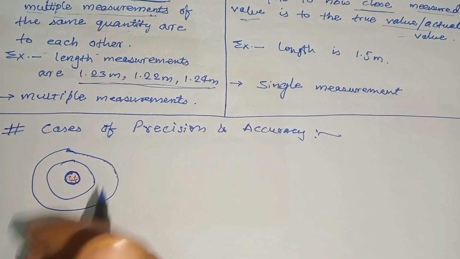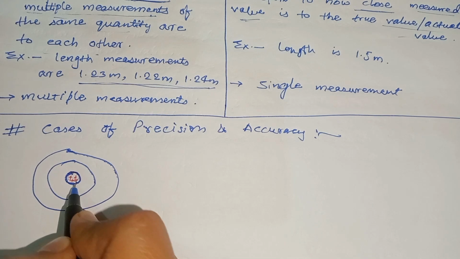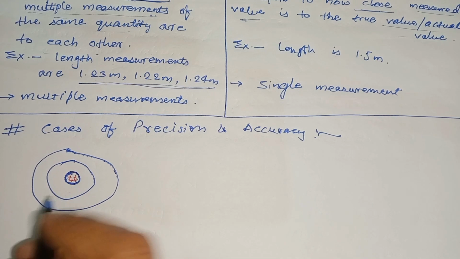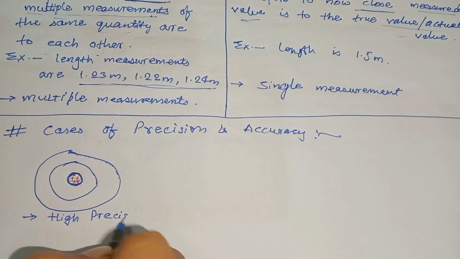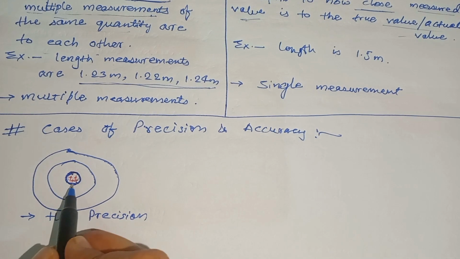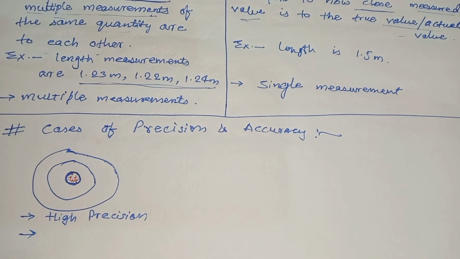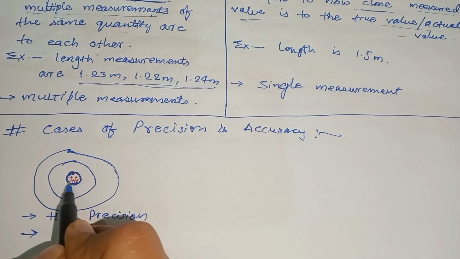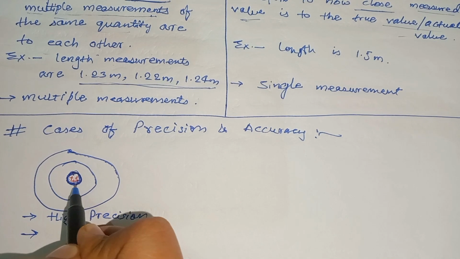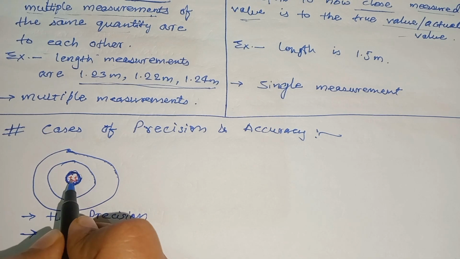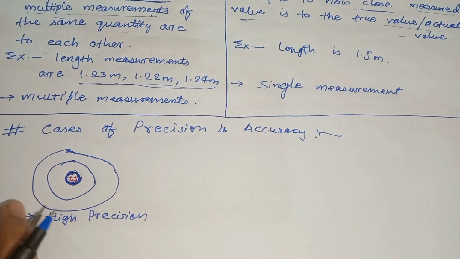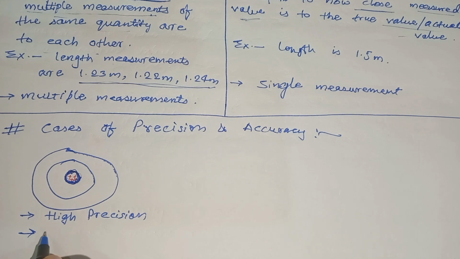So here in this case we see that the measured values are very close to each other. The conclusion here is high precision. Why? Because the measured values, the red plus signs, are very near to each other. And for accuracy, the measured value should be very close to the true value. This is the true value, this is the actual value. This is a smaller circle. The measured values are very close here. All the red plus signs are in this circle. So the measured values are also very close to the actual value. So here we can say high accuracy also.